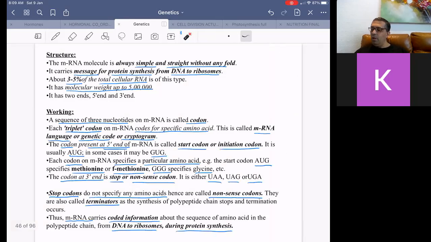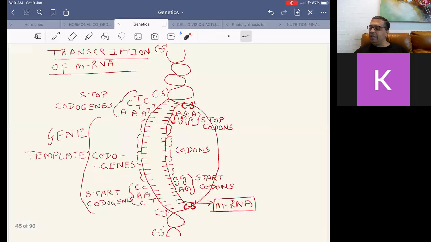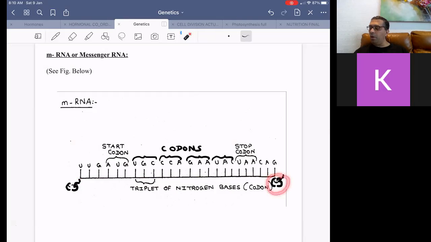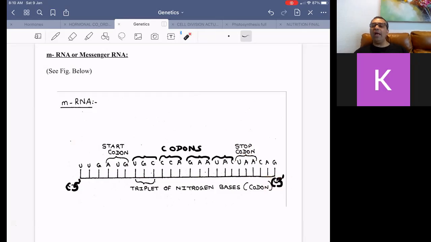And then the codon at the 3' end is the stop codon or the nonsense codon. It is either UAA or UAG or UGA. These are called stop codons. They stop protein synthesis. They are also called nonsense codons because they don't code for any amino acid.